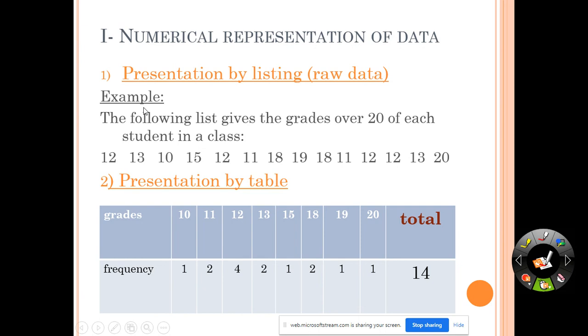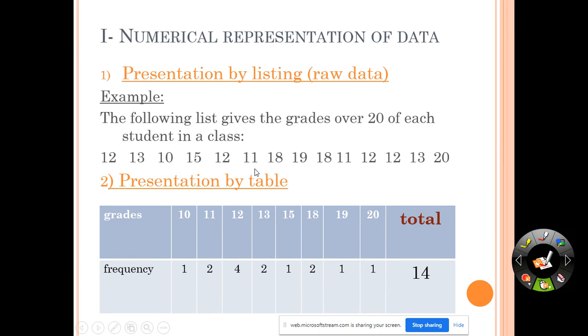For example, I can give you this example. The following list gives the grades over 20 of each student in a class: 12, 13, 10, 15, 12, 11. It's not organized like this. So how can I organize all this data in a table? I will put the grades and the frequency, meaning how many got each grade. I'll put the grades from the smallest to the largest.